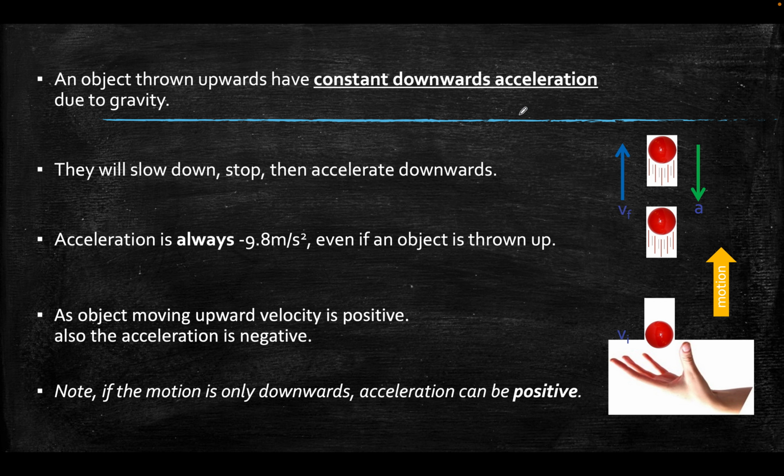So as I've mentioned, constant downwards acceleration, it will slow down, stop, accelerate. It's always 9.8, even if it's thrown upwards. This is important in an exam, they'll try to trick you. So if the motion is only downwards, you can ignore all the minuses. If I'm only dropping an object, you can keep it as positive. As long as your numbers are the same, you'll get the right answer anyway.